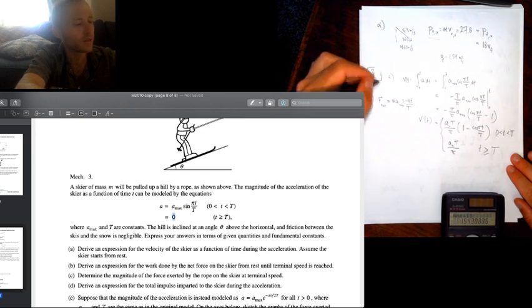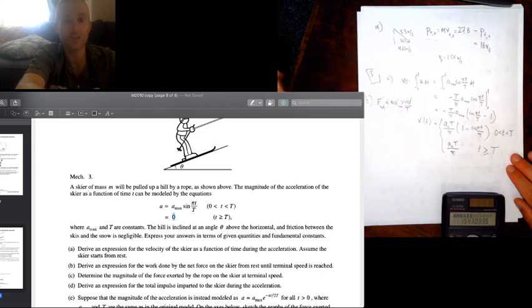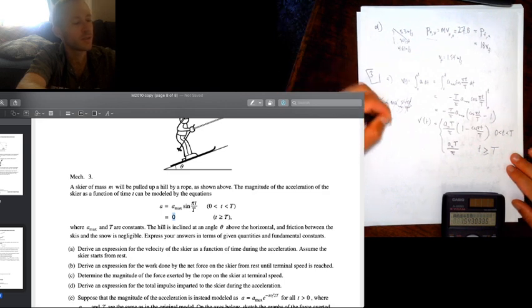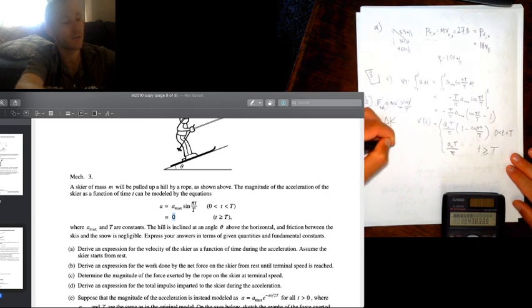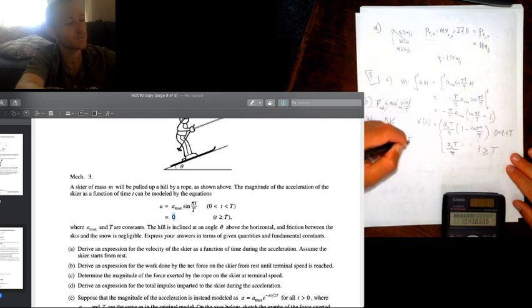Actually, you know what? I know a better way to do this. We're going to use the work-kinetic energy theorem, which says the work done by the net force is equal to the change in kinetic energy of the object. The initial kinetic energy of the object is 0, so the net work is just going to be the final kinetic energy, which would be 1/2 m times the final velocity squared. That's the work done by the net force.